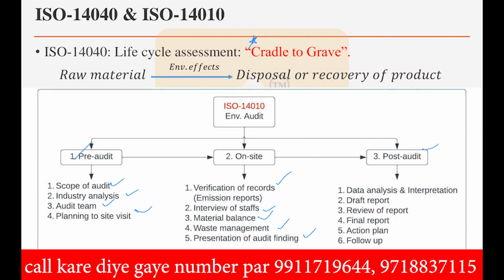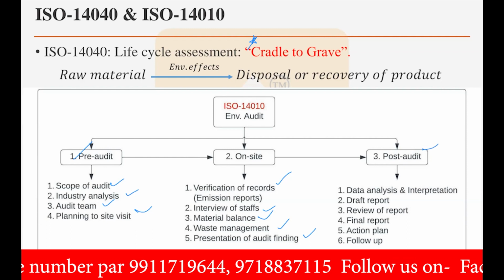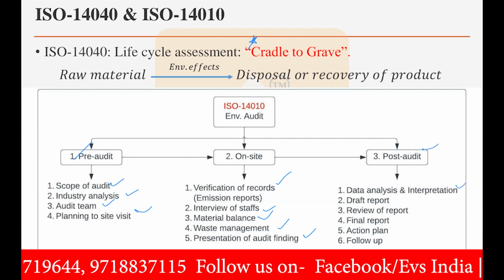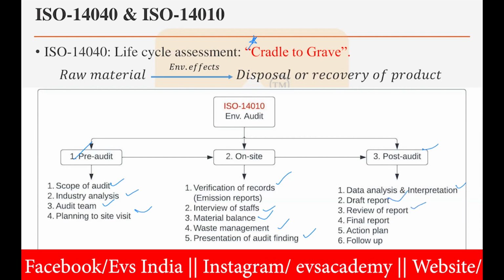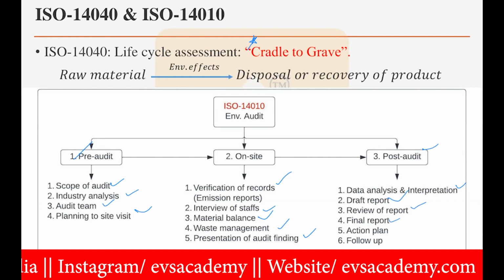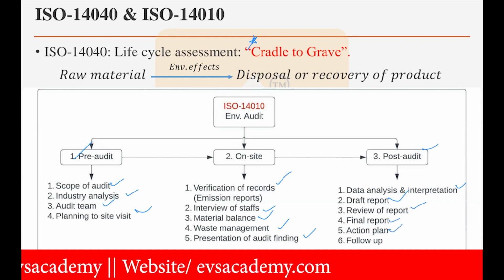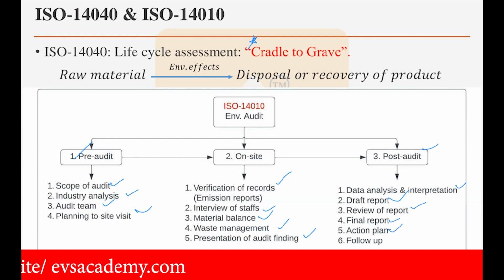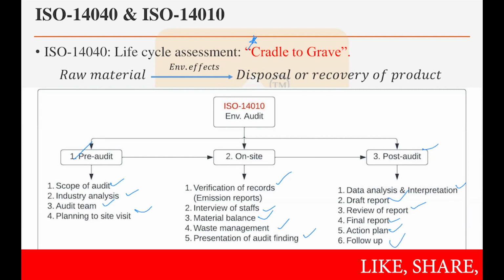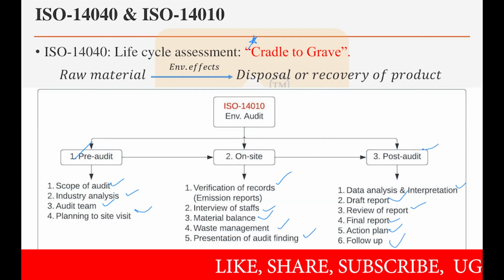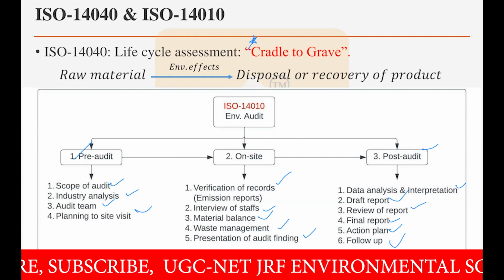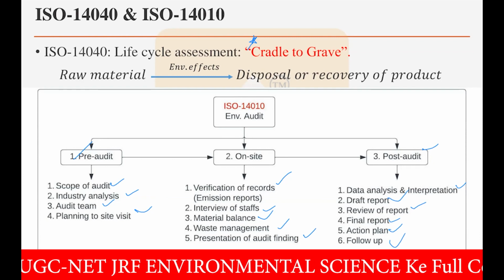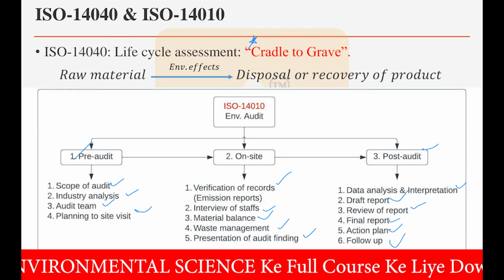Then you will go to the post-audit process, and here you have to perform the data analysis of what you are getting there and their interpretation. You will create a draft report. The review of the report can be done by yourself, maybe your seniors, and the final report is prepared. Then the action plan. If anything is wrong, you have to decide the action plan and perform it, and then the follow-up plan would be there. So this is how an audit is done. Here the steps are important. After what step, what is next? After that, what is next? That you have to remember under this environmental audit section. So I hope this is clear to you.